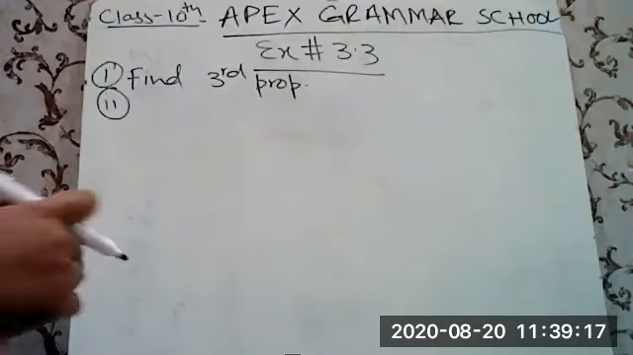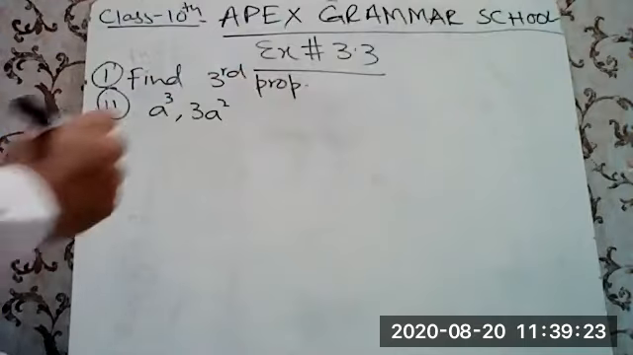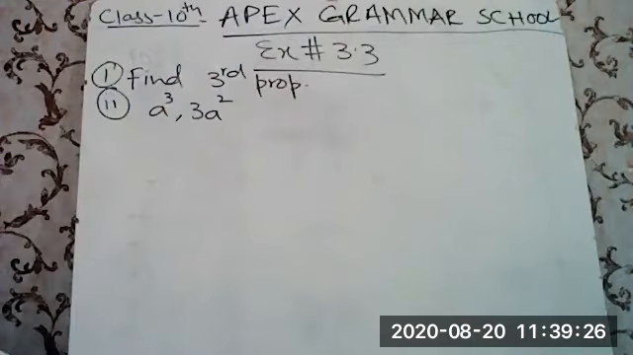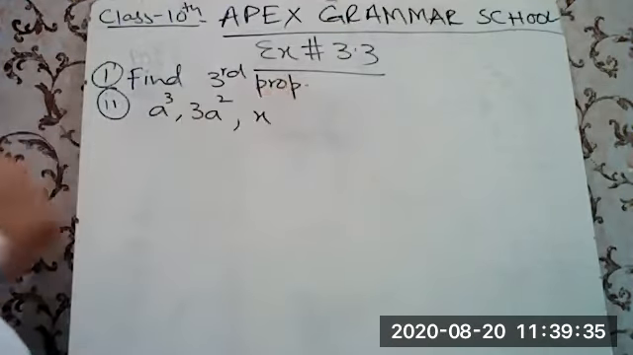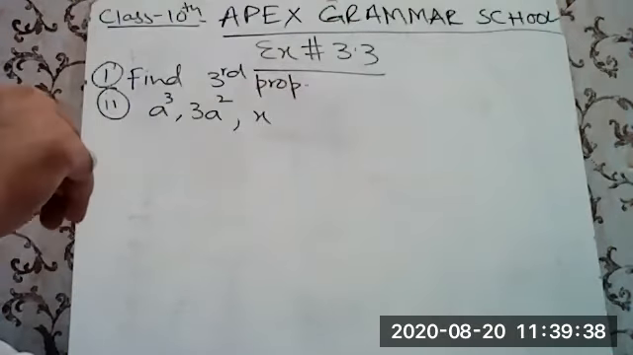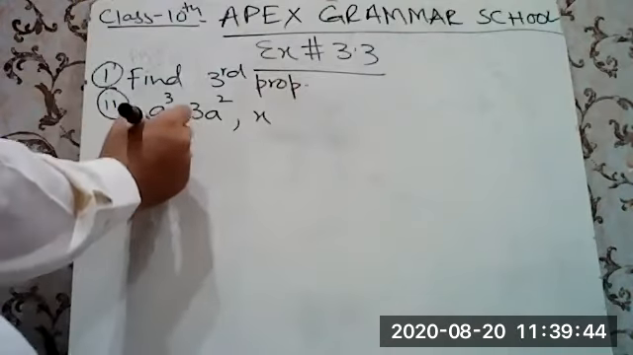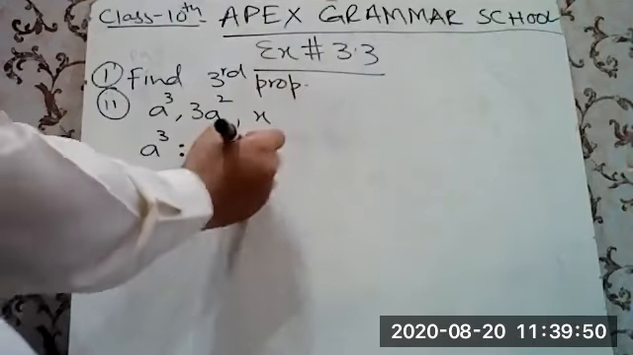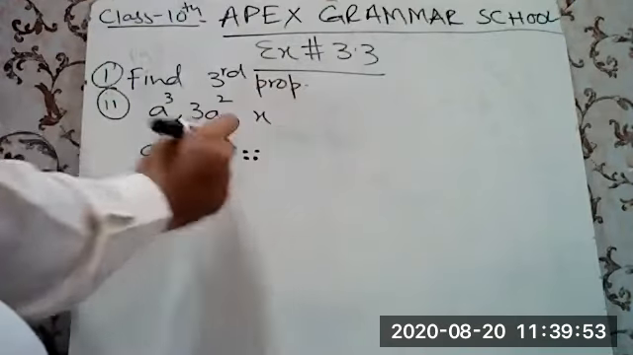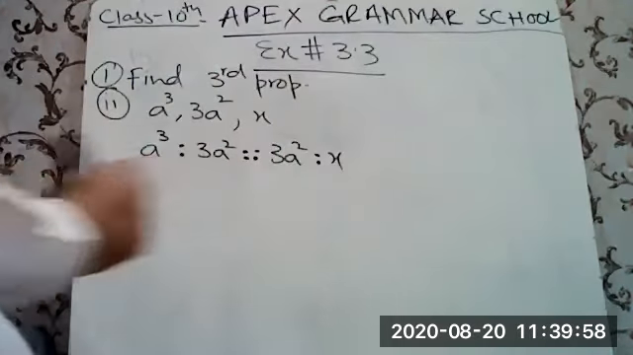We have a cube and 3a square. These are two values, and we need to find the third proportion between them. So we say the third proportion is x. Now make the relation for third proportion. We can write it as a cube ratio 3a square, again repeat 3a square after the proportion, then ratio, and then x.